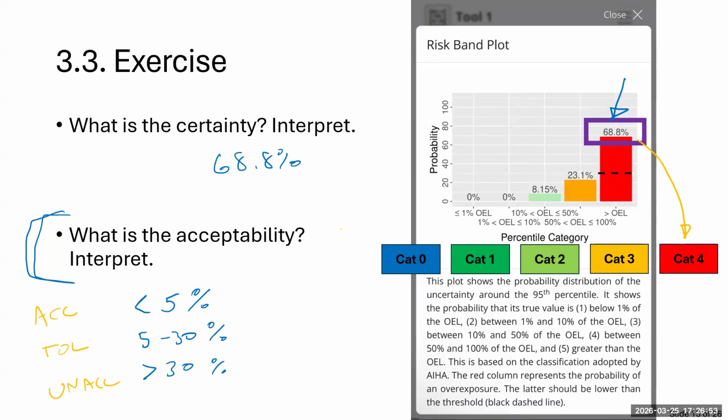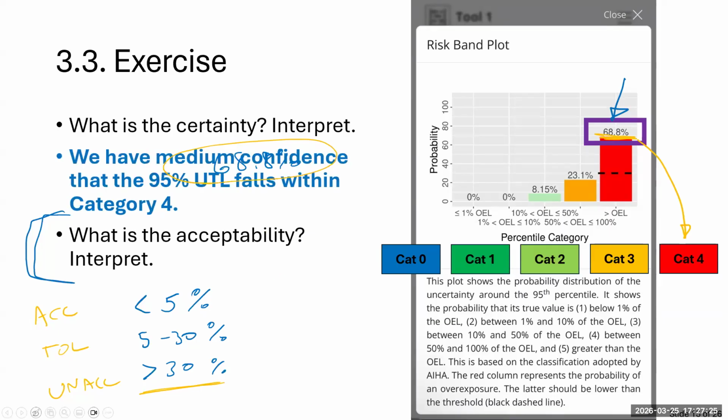Awesome. Good. Yeah. So we are medium certainty, and you're right. The result is unacceptable because 68.8% is greater than 30%. So we don't like that. That's not a good result. We're gonna have to do a lot of work, and next week we'll talk about the control categories and what we're gonna do about it. The so what? What do we do? Well, we'll talk about that next time.